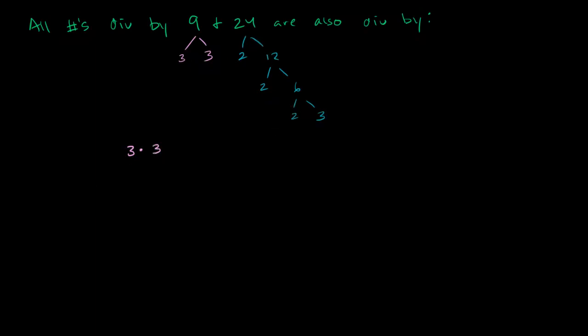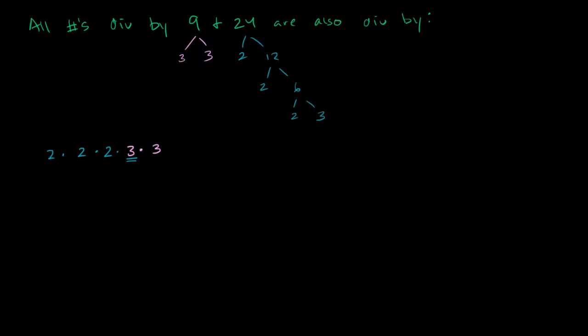Anything divisible by 24 has got to have 3 2's in it, so it's got to have a 2 times a 2 times a 2. And it's got to have at least one 3 here. And we already have at least one 3 from the 9. So we have that. So this number right here is divisible by both 9 and 24. And this number right here is actually 72. This is 8 times 9, which is 72.